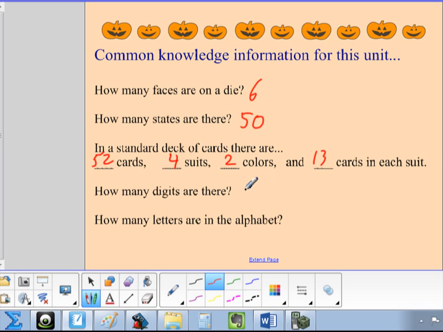How many digits are there? That may sound silly, but there are actually 10 digits because we're talking about the digits 0 through 9. So 1 through 9 would be 9 digits, but 0 is a digit as well. So there are 10 digits. And then how many letters in the alphabet? There are 26 letters in the alphabet. Okay, I'm assuming that you know that.